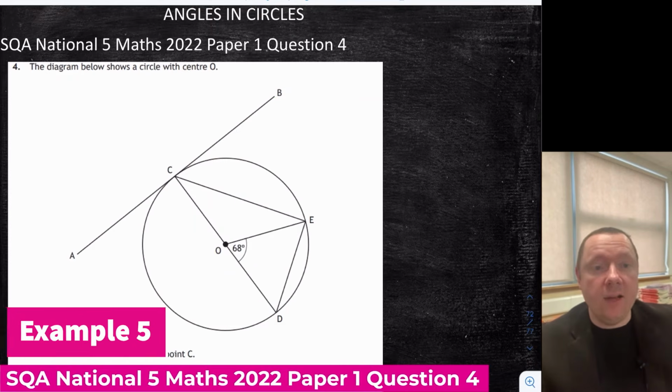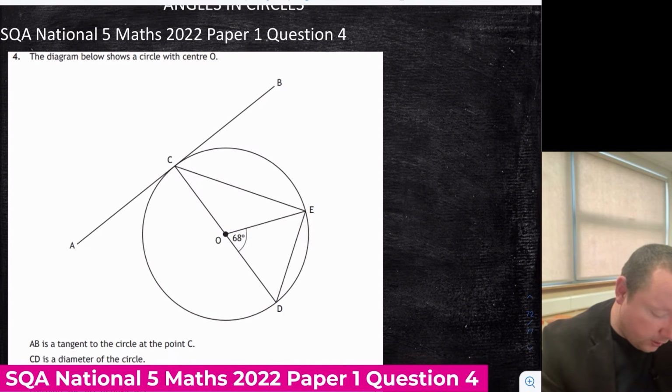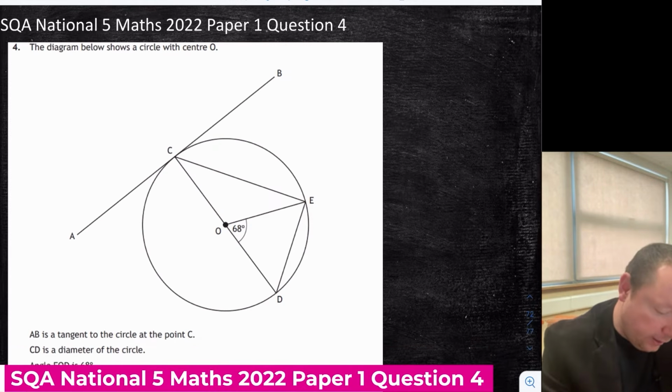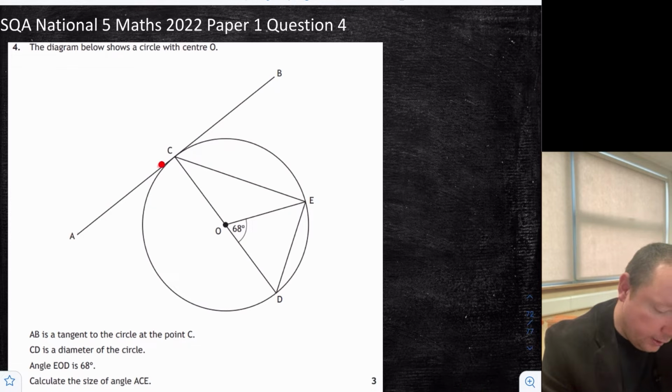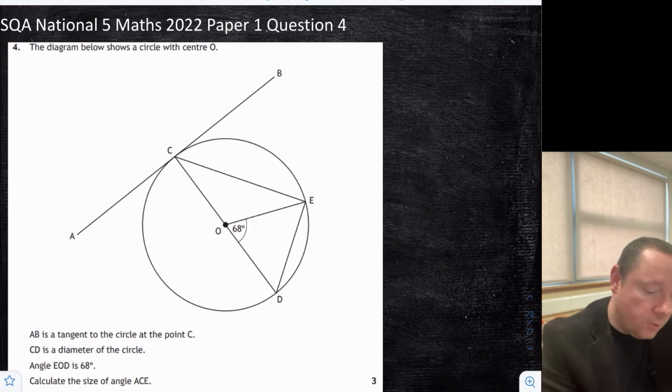National 5 Maths 2022 Paper 1 Question 4 had this diagram, and we have to calculate the size of ACE, so that goes from here to here to here, but as usual I'll just start with the angle I'm given and work up to it.